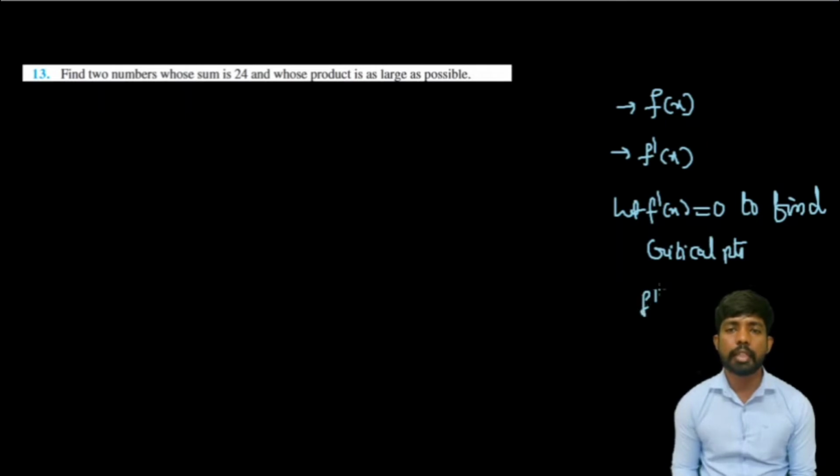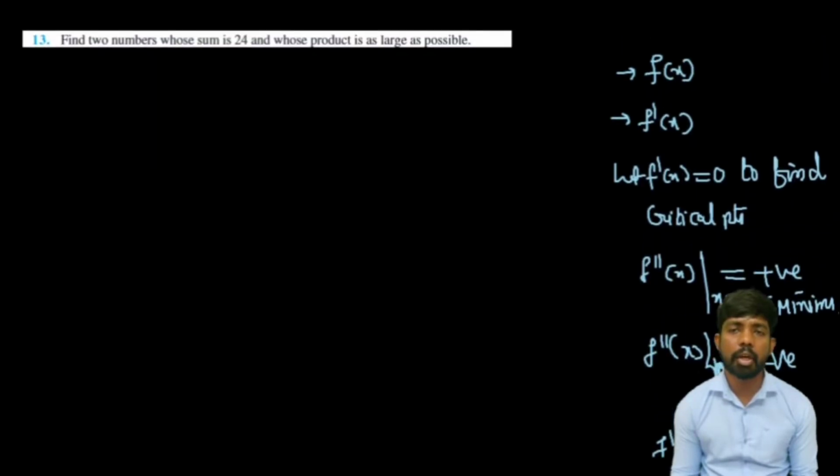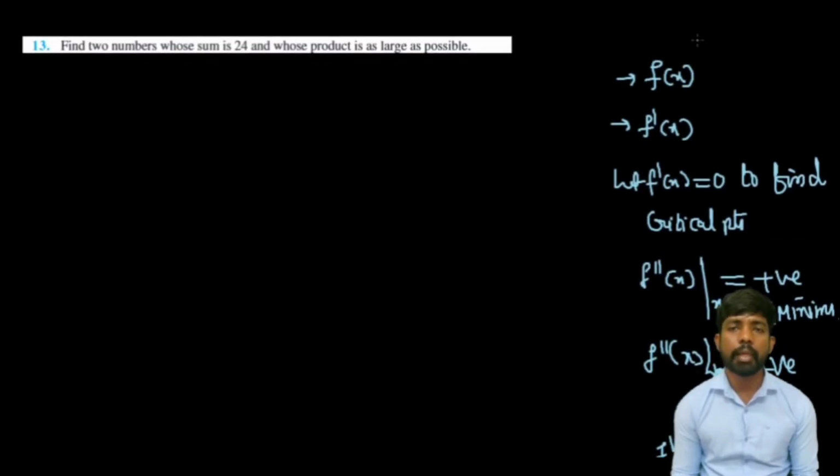So double differentiate the function and substitute the critical point. If it is positive, that is minima. If I substitute the critical point in the double differentiation and it comes out negative, then that is said to be a maxima. If the result comes out to be 0, then that is said to be neither minima nor maxima. Now we have to frame the function.